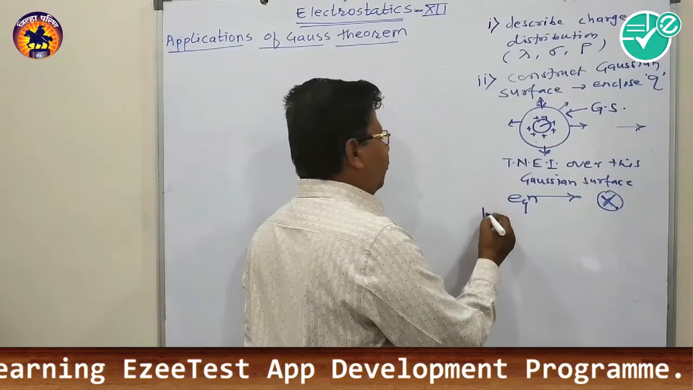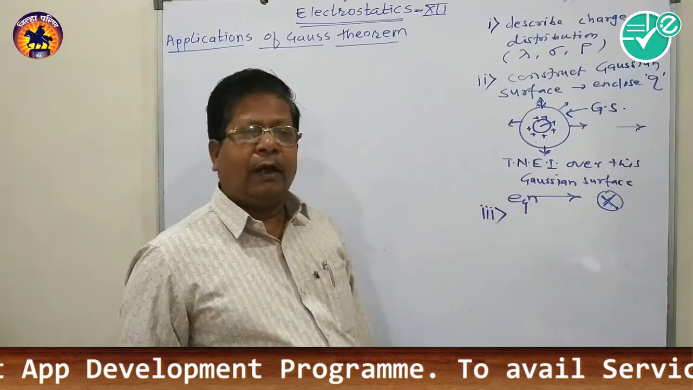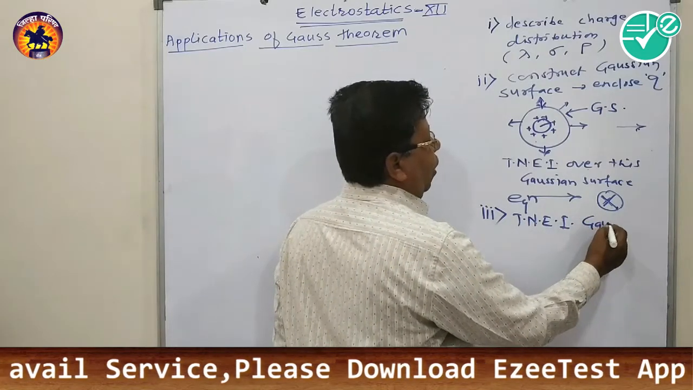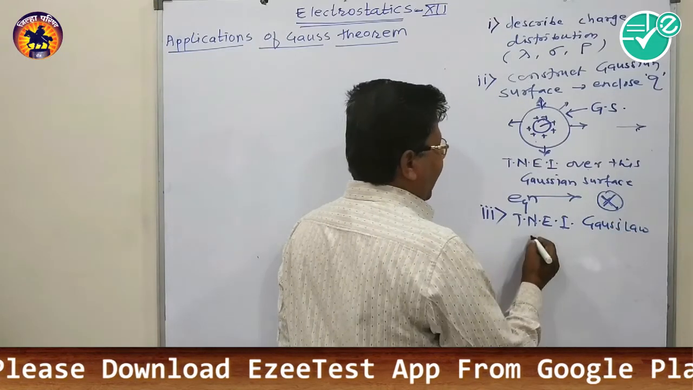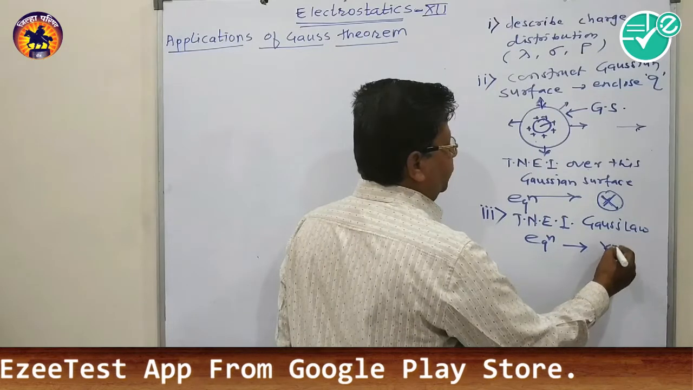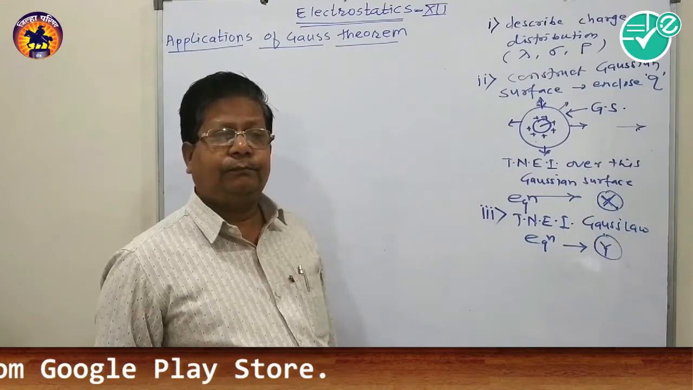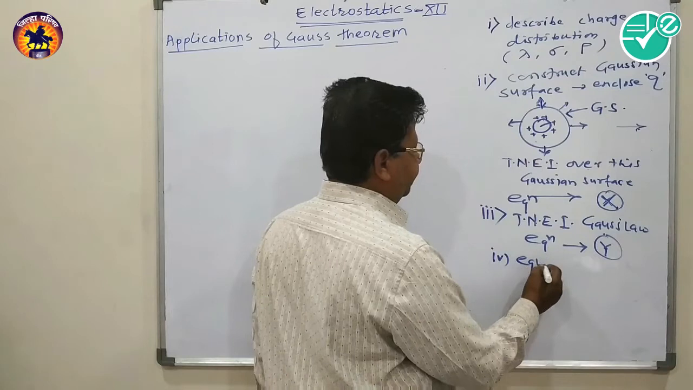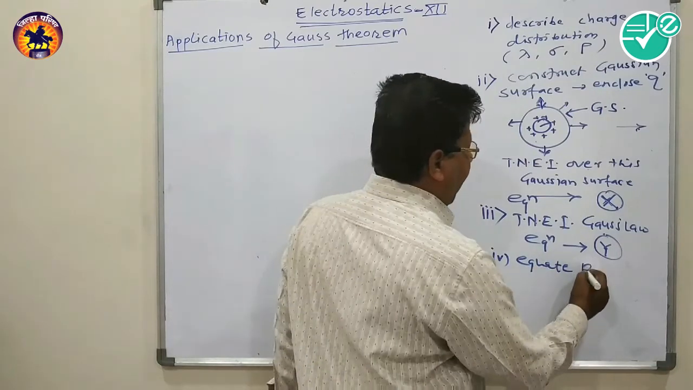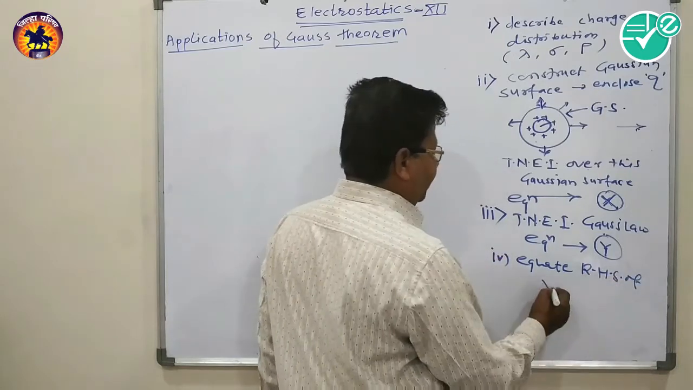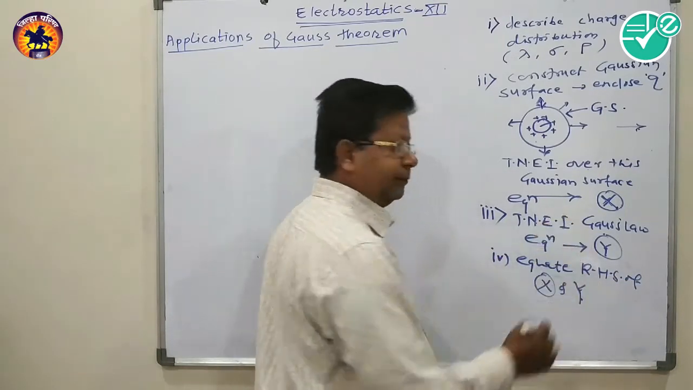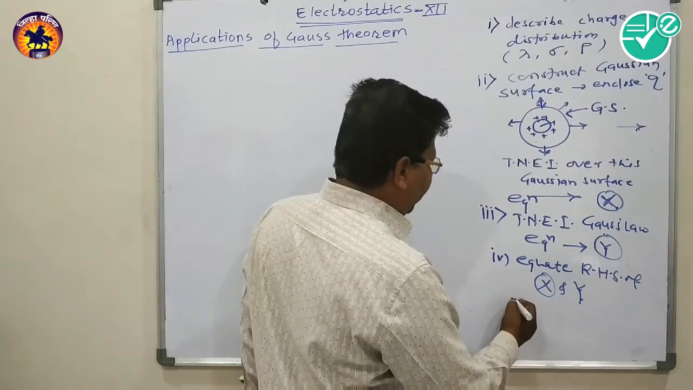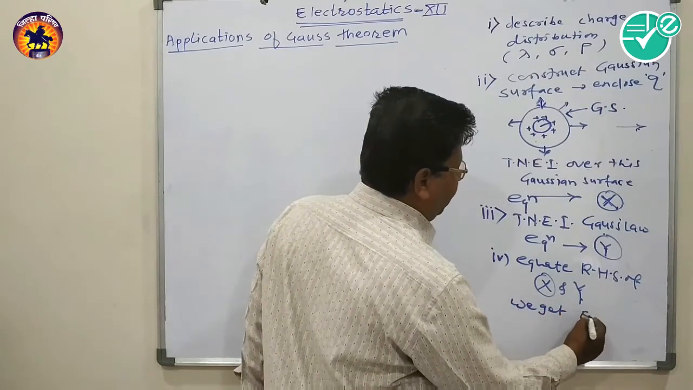The third step we have to follow is find out the value of total normal electric induction using Gauss law and say that equation which is to be suppose y. And the fourth step is that equate right hand sides of equation x and y. And finally we get expression for electric intensity.